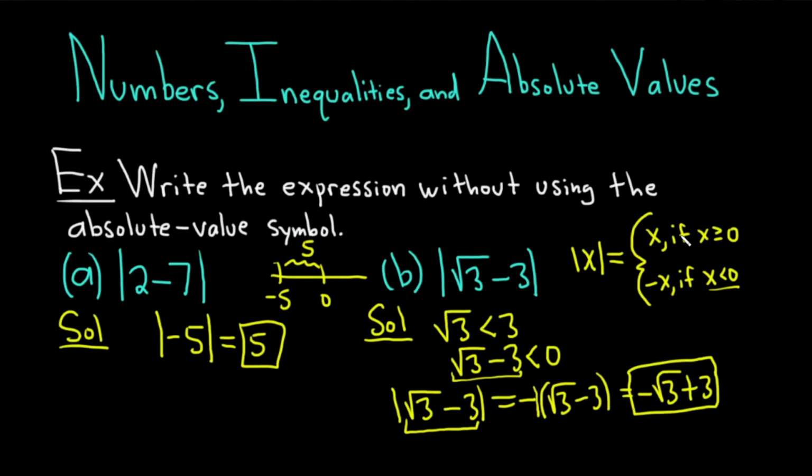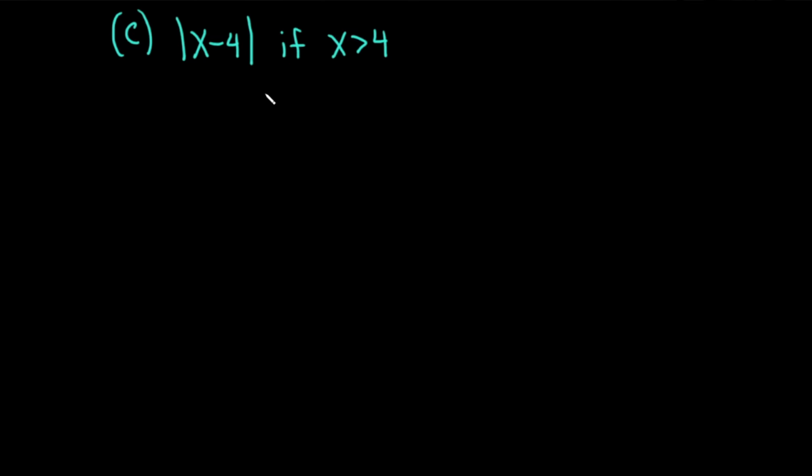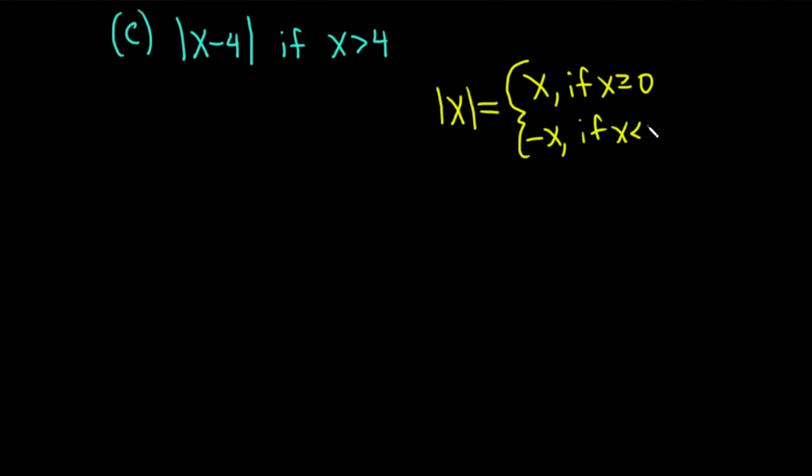Let's do another example. Part C, we want the absolute value of x minus 4 if x is greater than 4. Again, the definition of absolute value is that the absolute value of x is a piecewise function given by the following. It's x if x is greater than or equal to 0, and it's minus x if x is less than 0. Super useful.